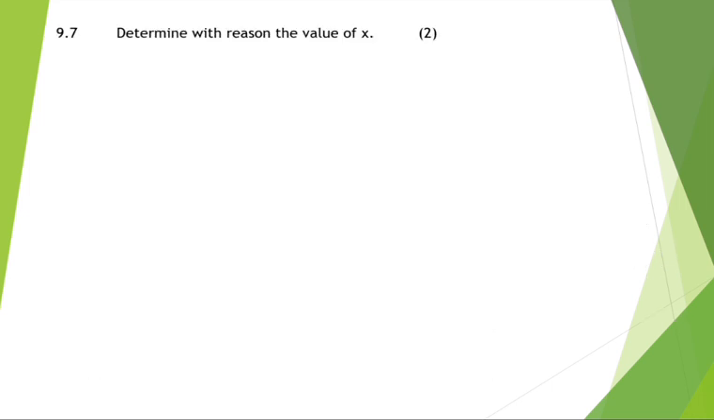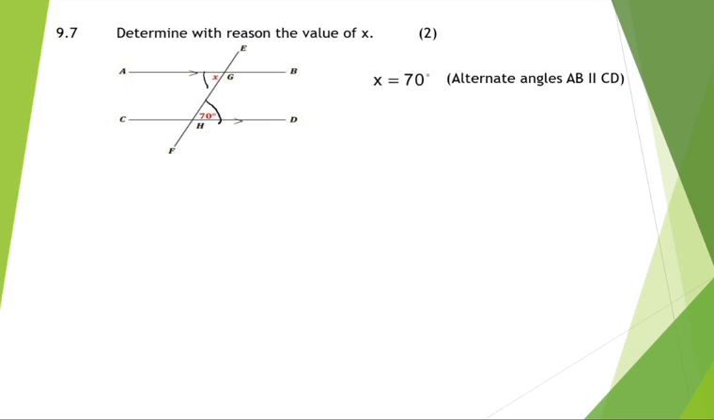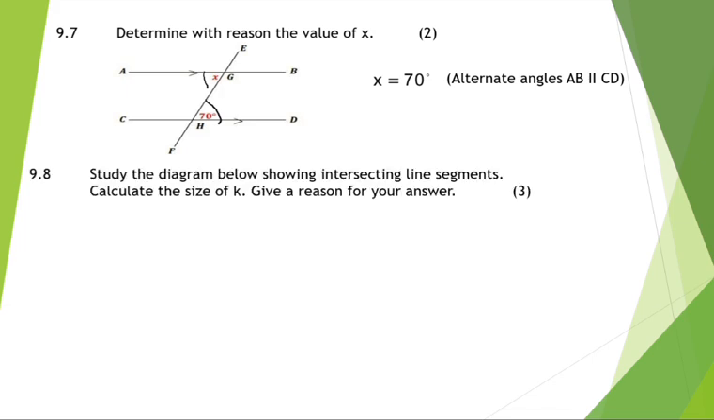Let's move on to the next one. Determine the value of X with reason. So this is X and this is 70. So that means X is equal to 70. Those are alternate angles, AB parallel to CD. Then move on to the last one.